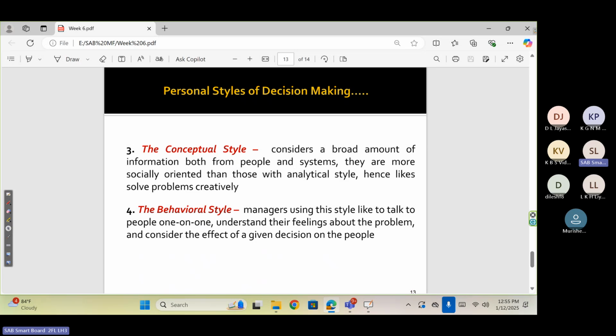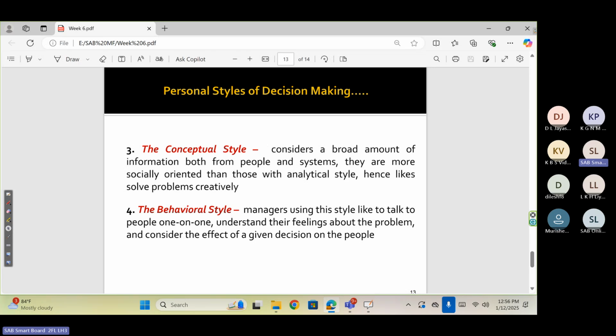Then the third one is the conceptual decision-making style. This says that not only structured information, but the decision maker may use social-oriented techniques also, social-oriented approaches to the information, contacting others orally. Therefore, both formal information systems as well as informal methods of gathering data can be used in this style.